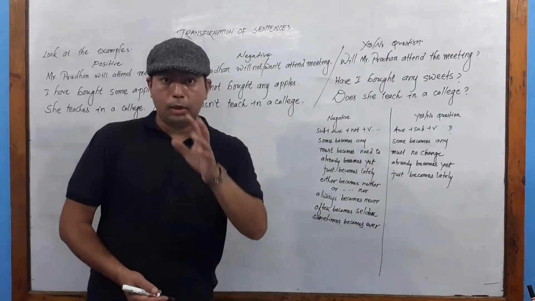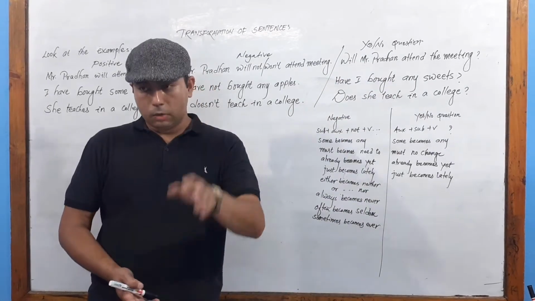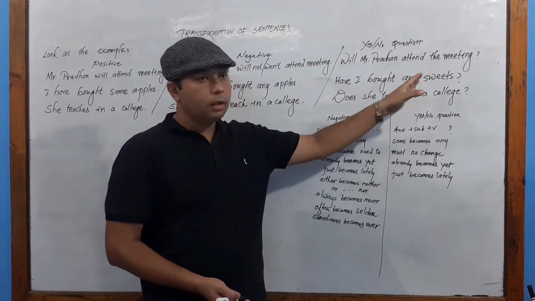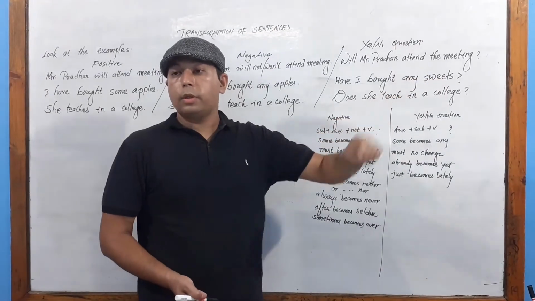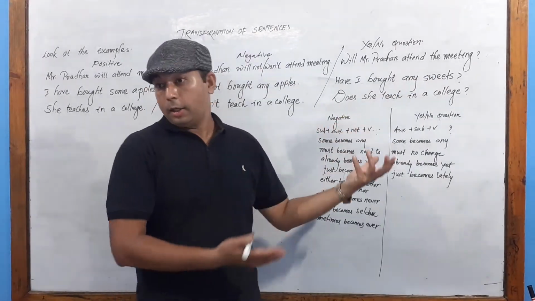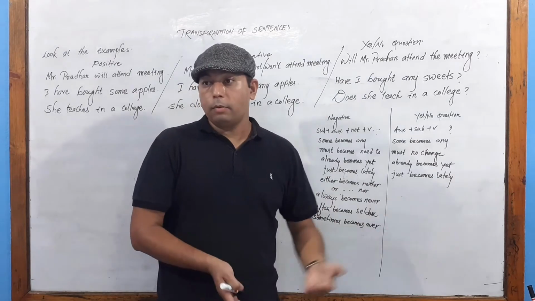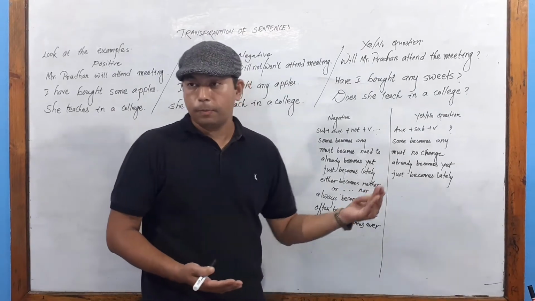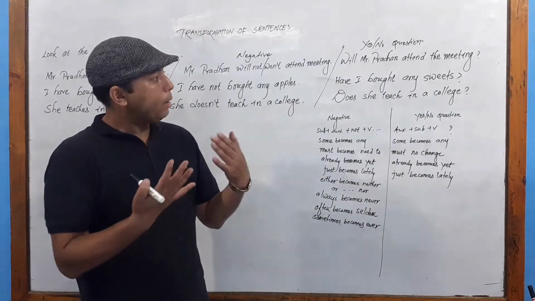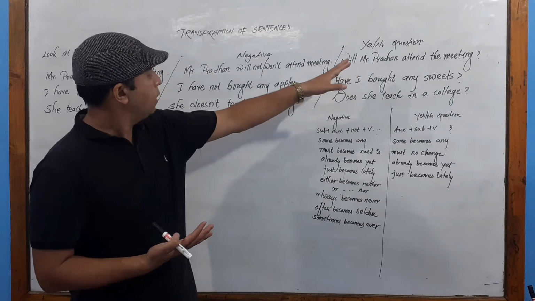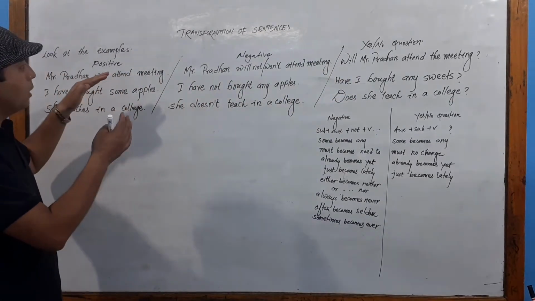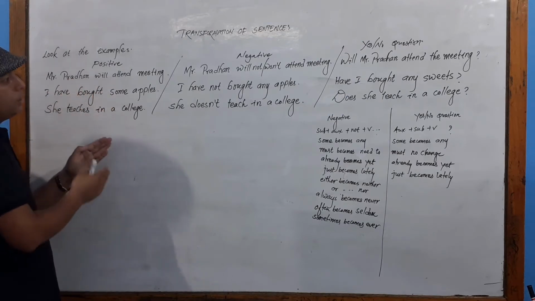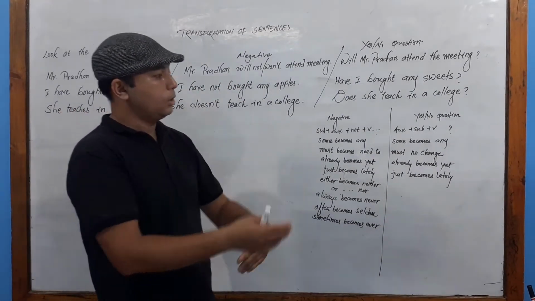And the same sentence, if we have to make a question, there are 2 types of questions. One is yes no questions. In a yes no question, the answer will be finished with yes or no. So they are called yes no questions. And another is WH questions, in which the full answer is expected. Today in this class, I am going to talk about only how to change the sentence from positive into negative and yes no questions.